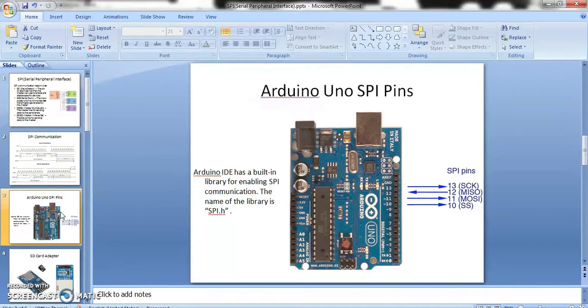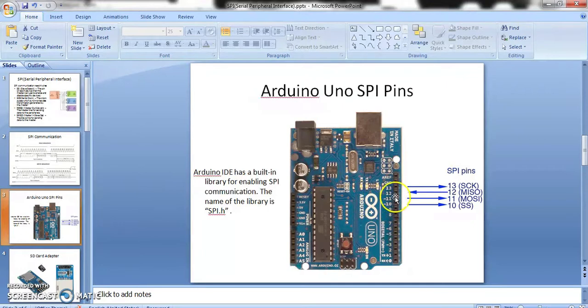So there is good news: in the Arduino IDE, there is a built-in library for the SPI communication system. The library is called SPI.h. You can easily use the SPI communication system, and using it you can add as many sensors as you want. Also, in Arduino Uno and Arduino Mega, there are some built-in pins through which you can use the SPI communication system.